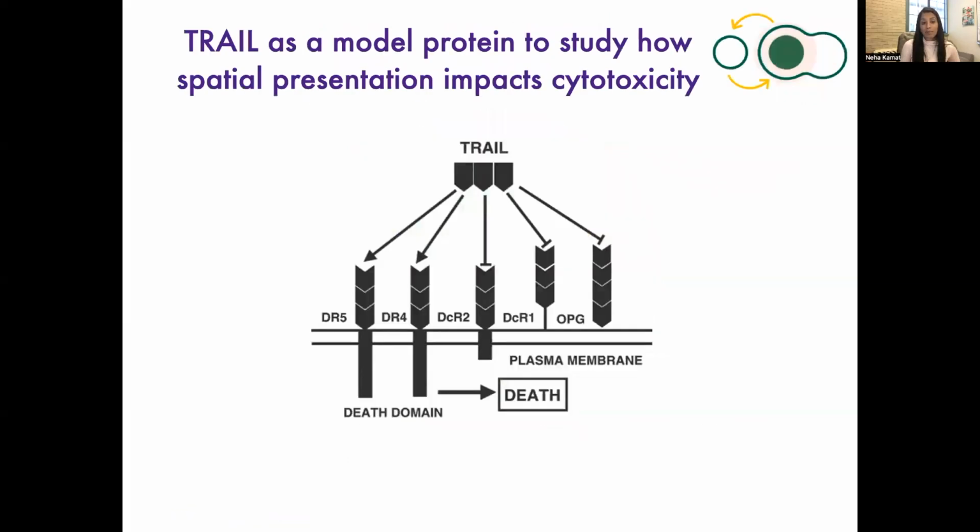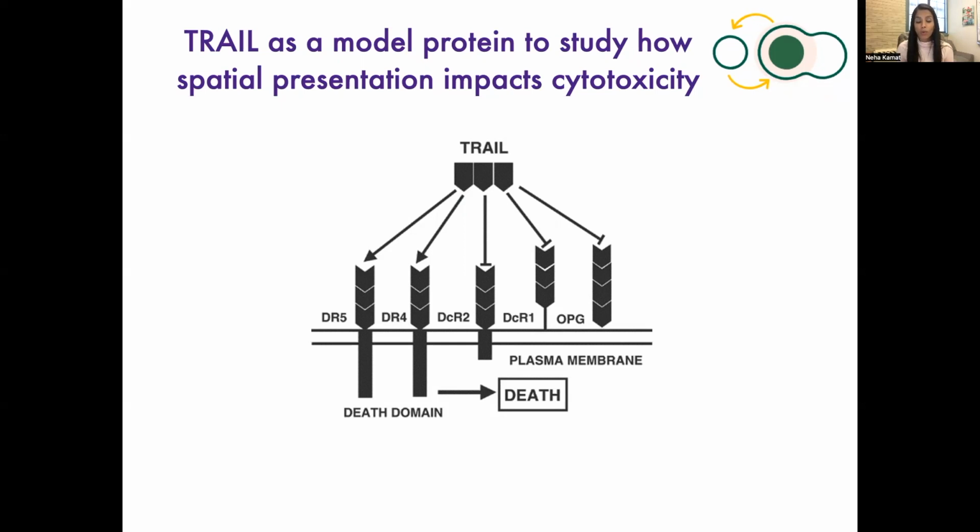This is an example of work we're doing in our second thrust, designing membrane-based materials to control cellular behaviors. Here, we used a protein called TRAIL, or TNF-related apoptosis-inducing ligand. TRAIL is a ligand that has been extensively studied as a target for cancer therapies. It can selectively trigger cell death in tumor cells, and it's a homotrimer that can bind to 5 different types of receptors in a target cancer cell.